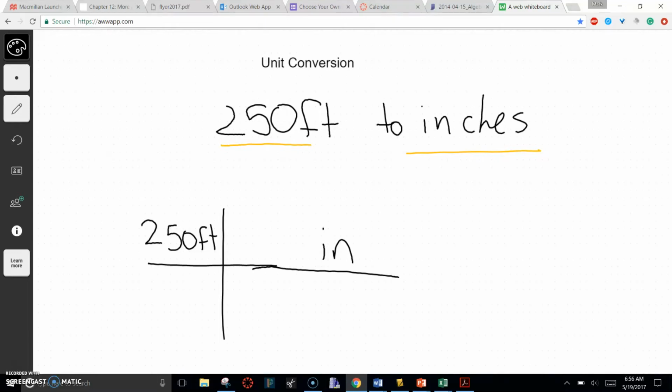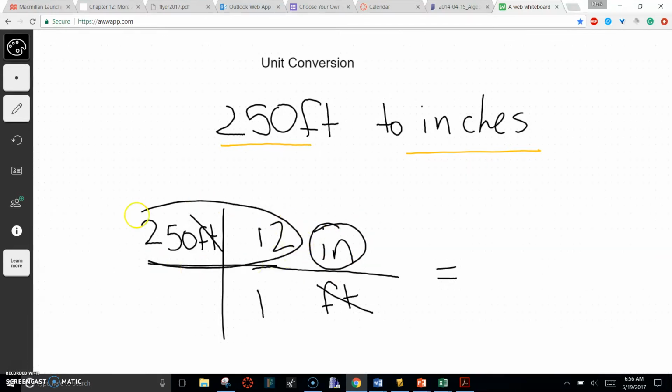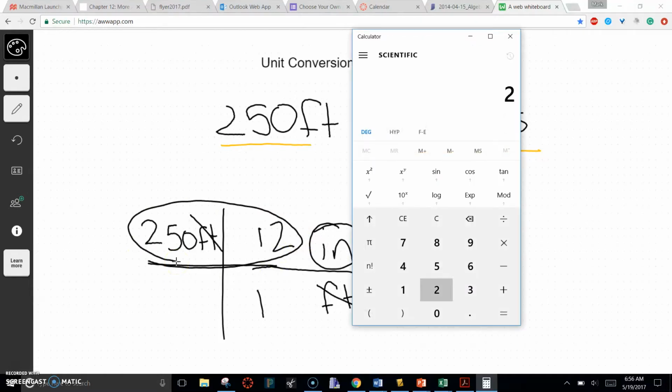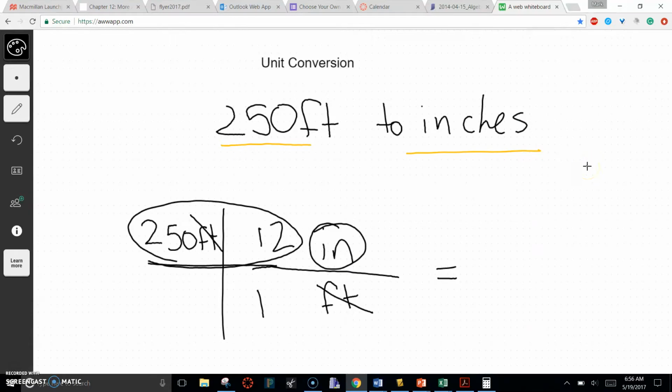Now what happens generally is you go, okay, how many inches are in a foot? And so I go in 1 foot, there's 12 inches. What you do at this point to figure out your final answer is you go, okay, these units are going to cancel because they're across from each other, and I am just left with inches, and now I can just multiply the top and figure out what answer that would be. So that would be 3,000 inches. So 250 feet is 3,000 inches.